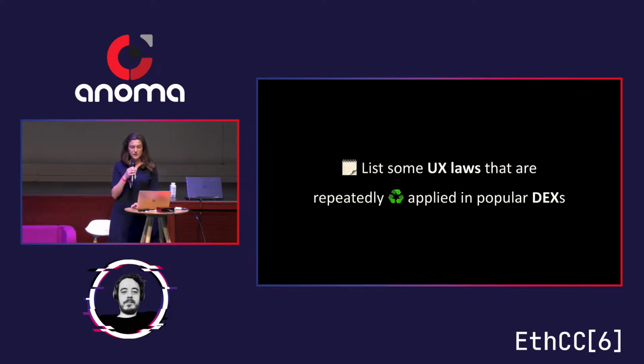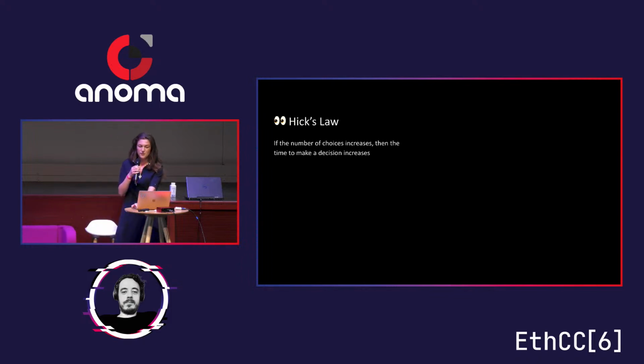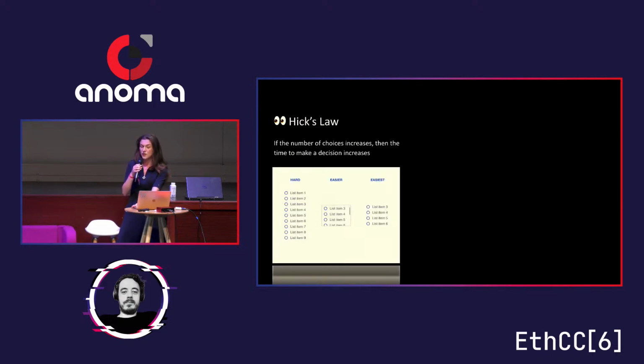Now, let's dive in. We're going to start with some laws that are repeatedly applied in popular DEXs for these aforementioned 4 categories. Category number 1, information. Users filter out a lot of the information that they receive, even when it could be important. And I'm going to start with the most popular UX law, which is super simple to understand and practice. If the number of choices increases, then the time to make a decision increases as well.